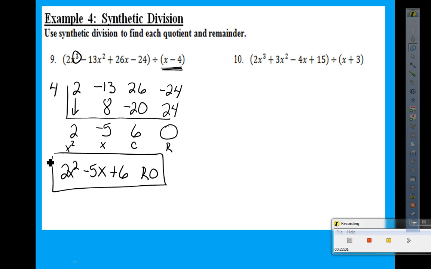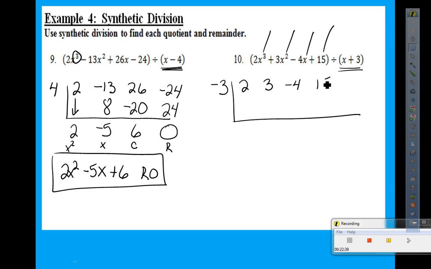If you'd like to, you could pause the video and try number 10. If you don't want to pause the video, here's what it should look like. Set this equal to 0 and get negative 3. List the coefficients, but notice here's a 3rd, 2nd, 1st, constant. So I'm not missing a term. So 2, 3, negative 4, 15. Here goes my process. Drop the 2, and here's the process. Negative 3 times 2 is negative 6.